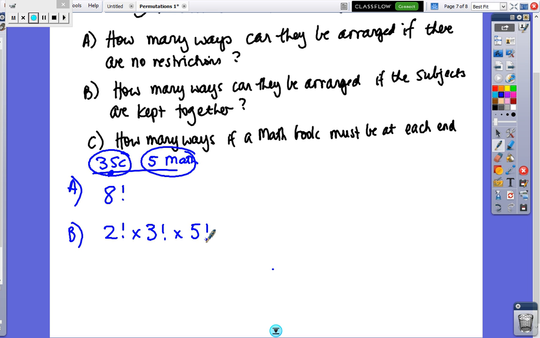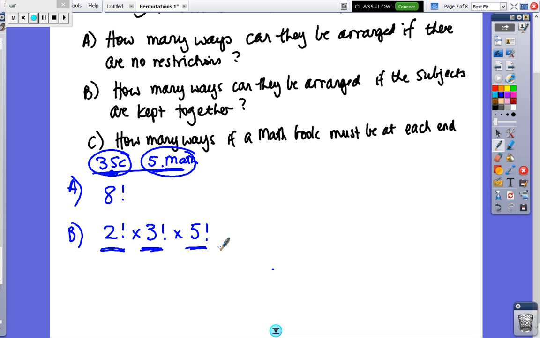Okay, so we'll go through that one again. We have 2 groups of books, so that can be arranged in 2 factorial. Inside the science books, they are 3 books, and they can be arranged amongst themselves in 3 factorial ways, and the 5 maths books can be arranged amongst themselves in 5 factorial ways.